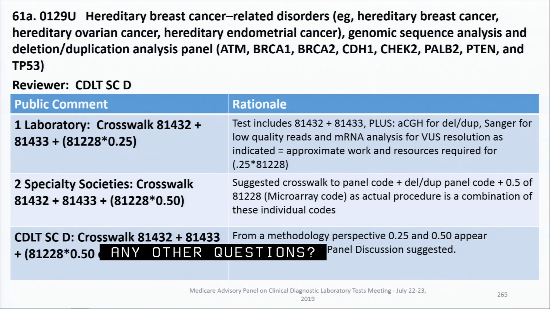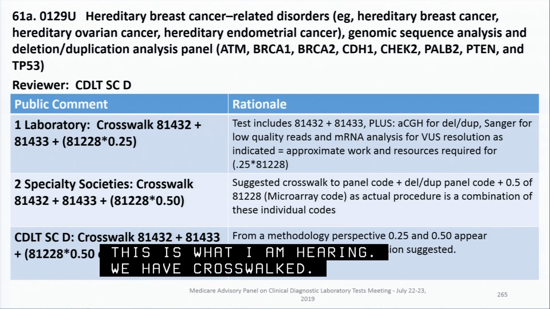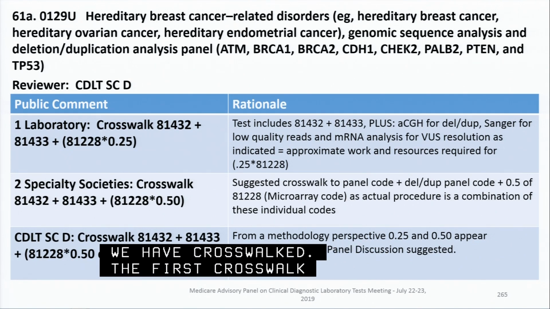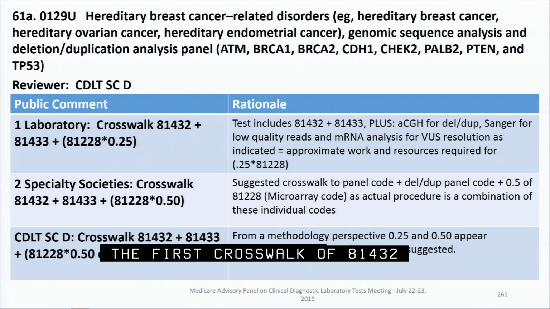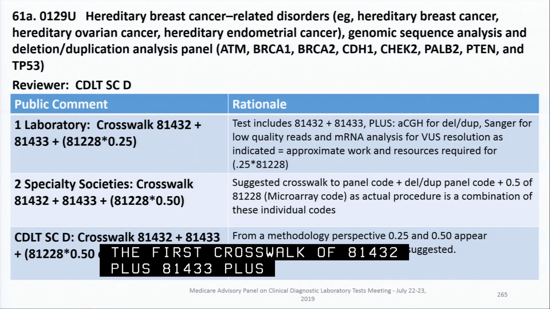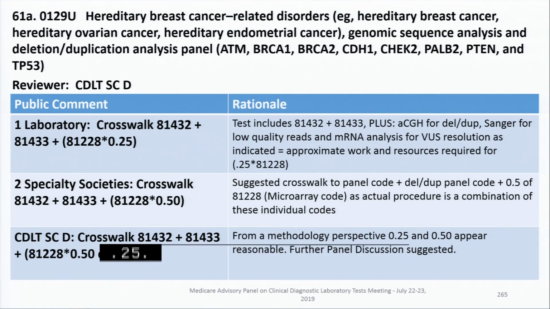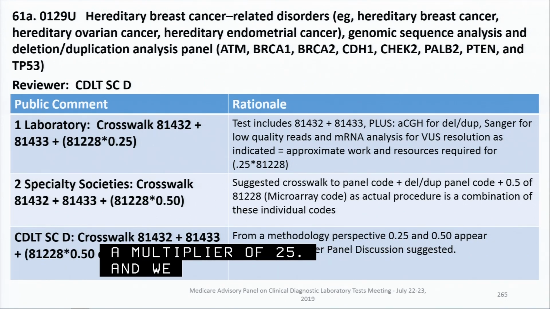All right, thank you very much, sir. Thank you. So this is what I'm hearing. We have the first crosswalk of 81432 plus 81433 plus 81228 times 0.25. We have the same crosswalk, but with a multiplier of 0.50. And then we have the added crosswalk of 81432 plus 81433.